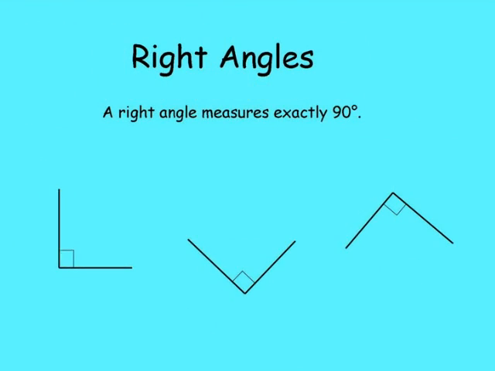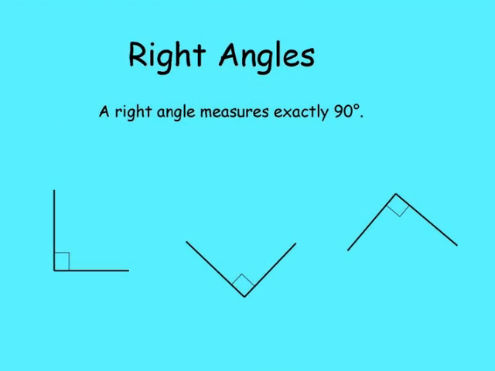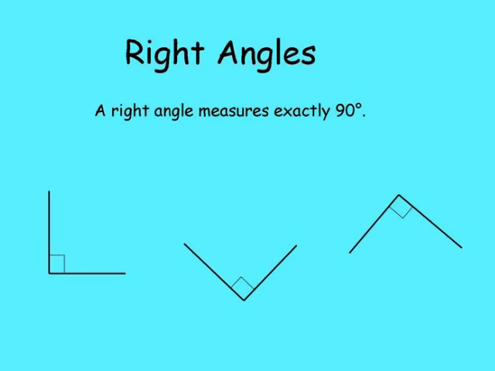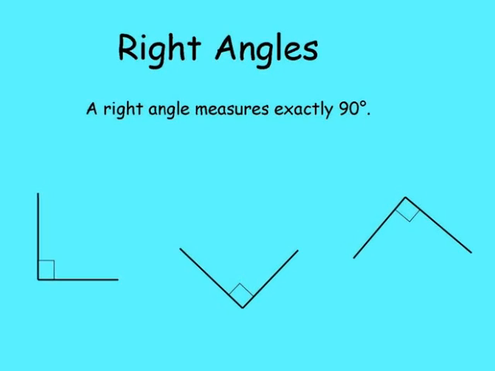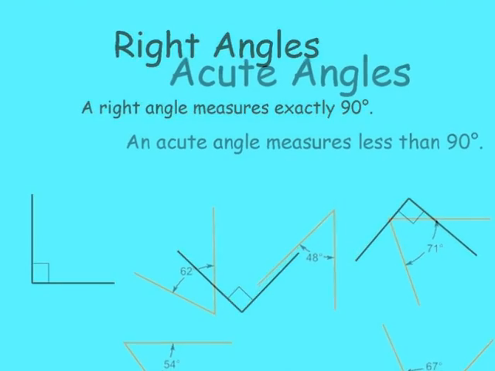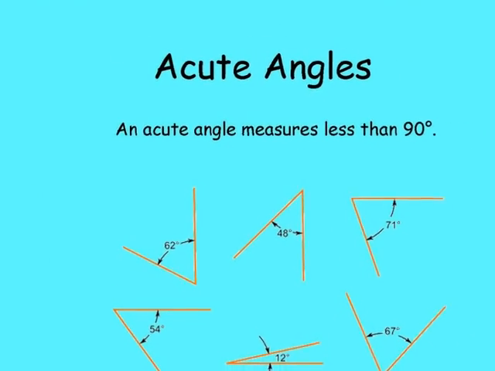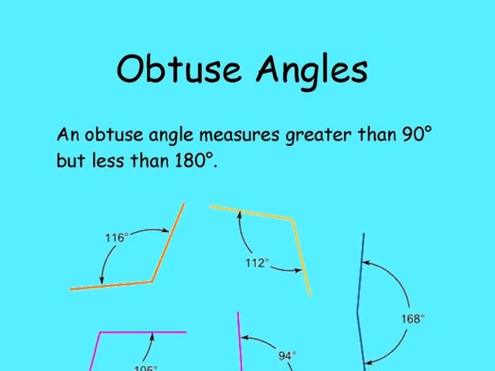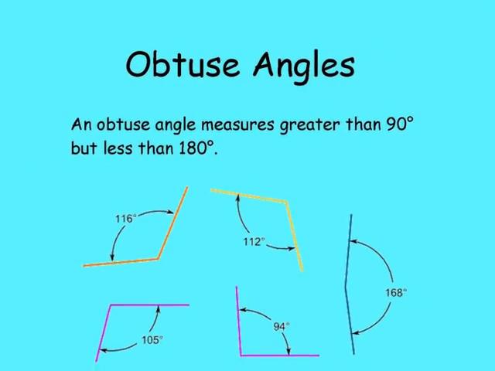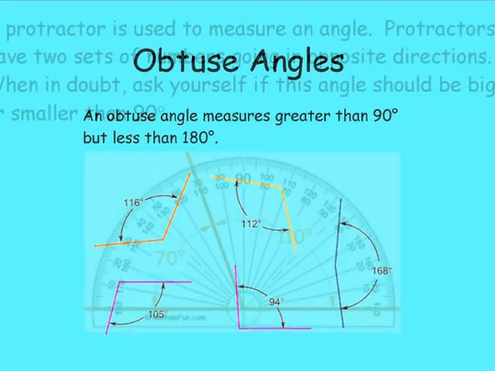Angles are measured in units called degrees. An entire circle is 360 degrees. A straight line, which is half of a circle, is 180 degrees. A right angle measures 90 degrees. Acute angles measure less than 90 degrees. Obtuse angles are greater than 90 degrees, but less than 180 degrees.